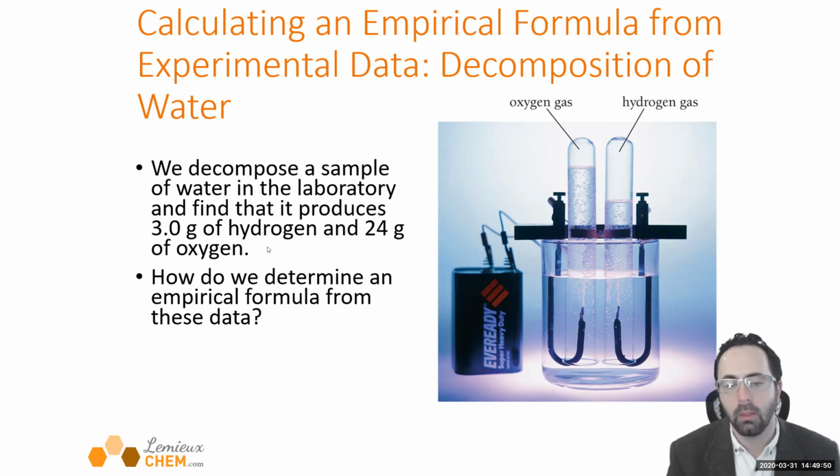But if we wanted to figure out the empirical formula, let's say we decompose a sample of water like we're seeing here. And in this tube here, we weigh the gas and we get 3 grams of hydrogen, and we get 24 grams of oxygen. So how would we determine an empirical formula given this data, that we separated water into hydrogen and oxygen?